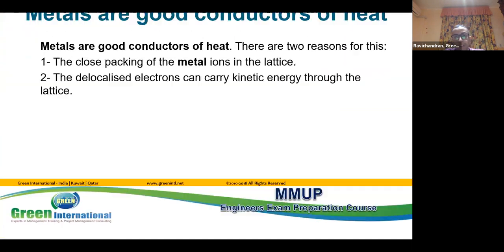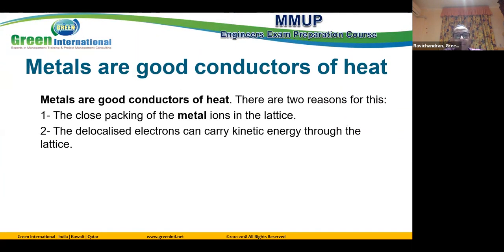We have here some notes on why metals are good conductors. Actually, for two reasons. The close packing of the metal ions in the lattice, and delocalized electrons can carry kinetic energy through the lattice, from one to another. Delocalized electrons carry kinetic energy, and the heat comes due to kinetic energy.